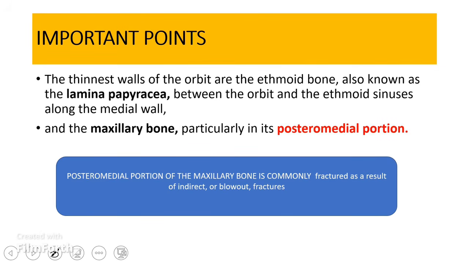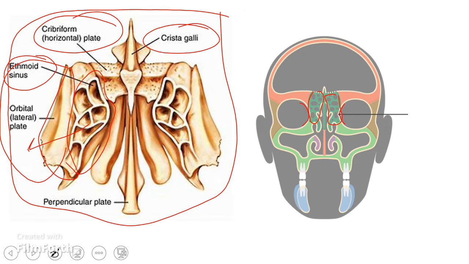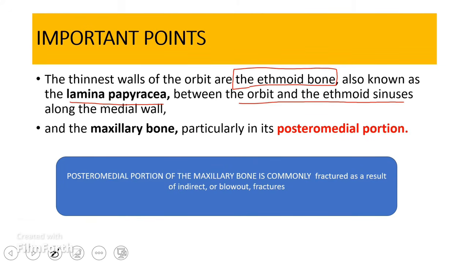So this gives you an important clinical nugget, and that is the thinnest wall of the orbit is also the medial wall, and specifically it is the ethmoidal bone which is the thinnest bone in the orbit, and because it's so thin like paper, it is called the lamina papyracea. Okay, it is present between the orbit and the ethmoidal sinuses along the medial wall. So this part is the ethmoidal sinus, and this is the ethmoidal bone. This bone is very thin and it's also called the lamina papyracea.